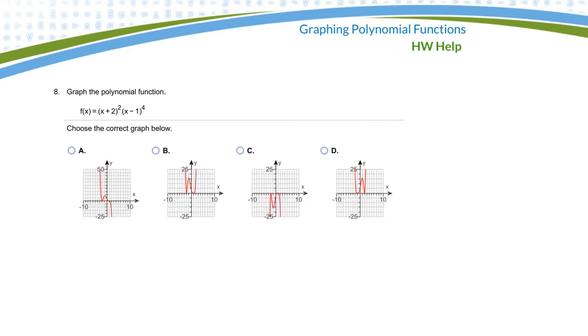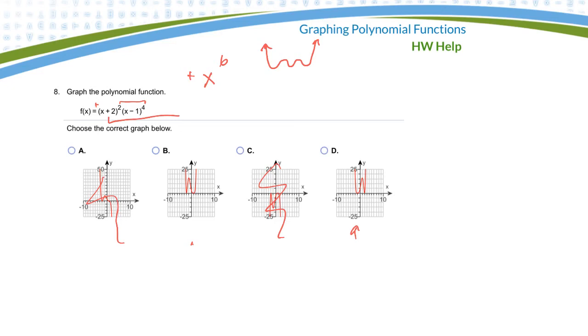Oh, another one. Now it's an even degree because there's 2 plus 4, so this would be an x to the 6th graph. It's positive, so it's positive even, so that means it starts high, does some stuff, and ends high. Okay, so not that one, maybe, not that one, maybe.